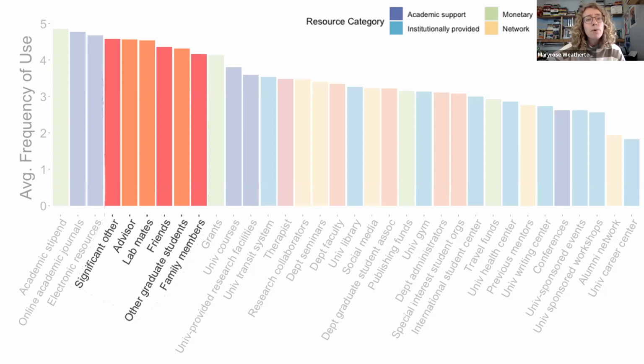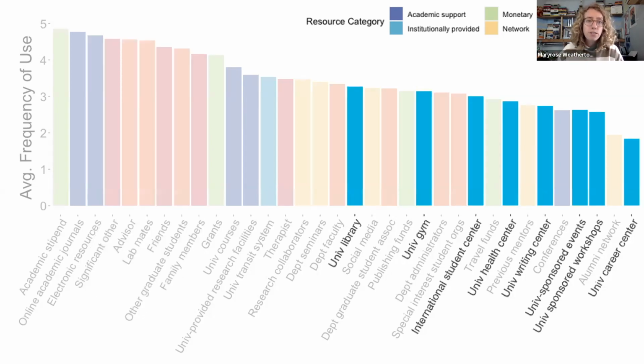The last thing I want to point out here is which resources were not used super frequently. So when we look at the bottom 50% of this chart, we're seeing a lot of those light blue bars. And again, those are those institutionally provided resources. So this is an interesting finding just because we know how much institutions spend on making sure these resources are available and accessible to students, things like university events, university-sponsored workshops, and career centers. However, what we see is that graduate students, at least, are not using them super frequently.